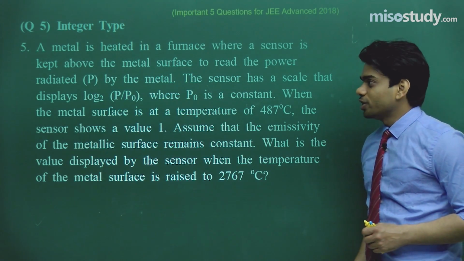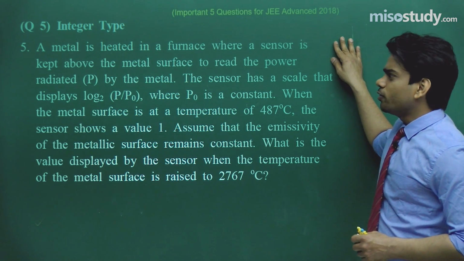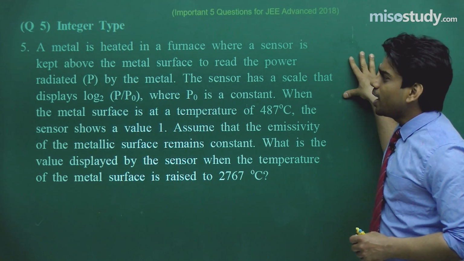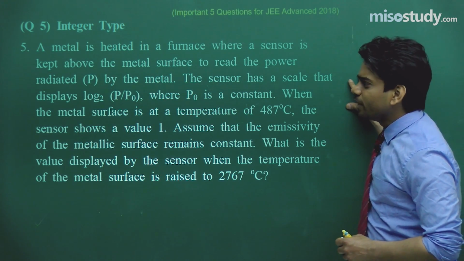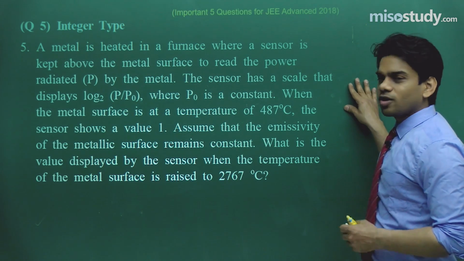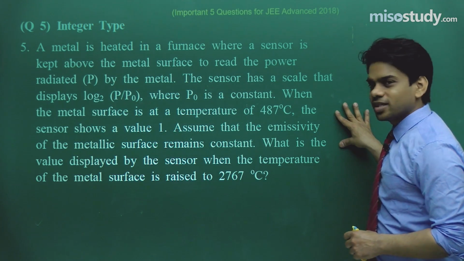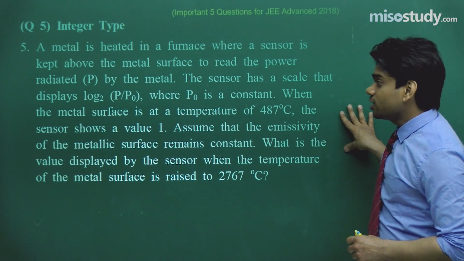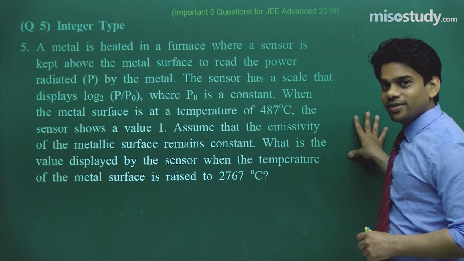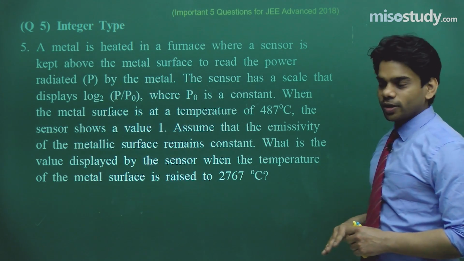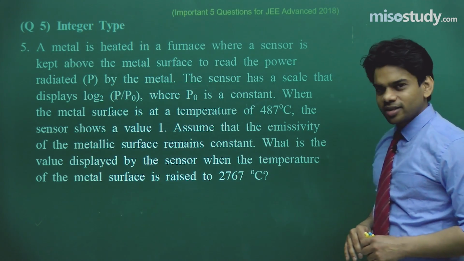Integer type. We have now a question of integer type. A metal is heated in a furnace where a sensor is kept above the metal surface to read the power radiated by the metal. The sensor has a scale that displays log base 2 of P by P naught, where P naught is a constant and P is the power. When the metal surface is at a temperature of 487 degrees Celsius, the sensor shows a value 1. Assume that the emissivity of the metal surface remains constant.